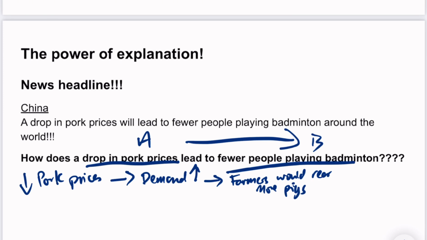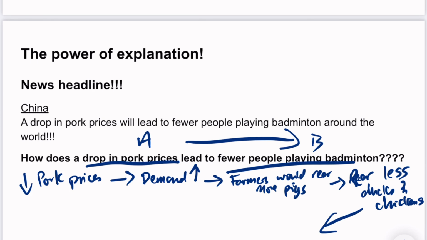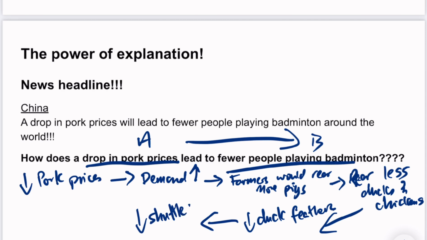What's the impact of him rearing more pigs? He will rear, this word is rear, less ducks and chickens. So why is it so important that he's rearing less ducks and chickens? Because this would mean there'll be fewer duck feathers. And why is it so important? If there are fewer duck feathers, it means that there are fewer shuttlecocks that you can make. And because there are fewer shuttlecocks, the number of people playing badminton around the world will decrease as well.